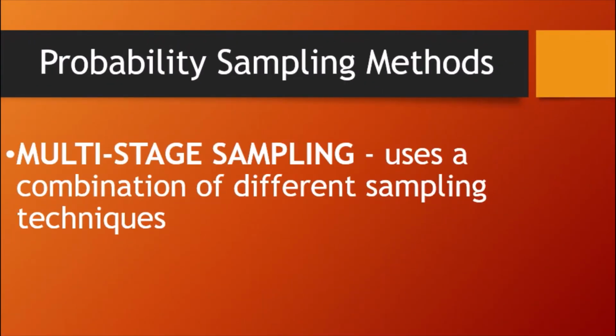Multi-stage sampling uses a combination of different sampling techniques. You may use cluster sampling, and then in selecting the samples, you may use random sampling for each cluster. That is what we call multi-stage sampling.